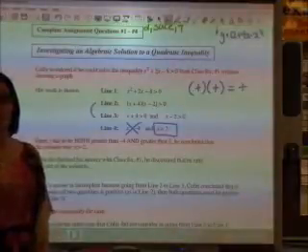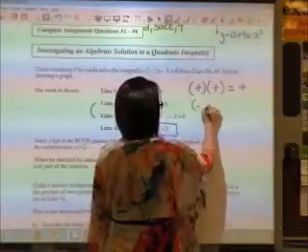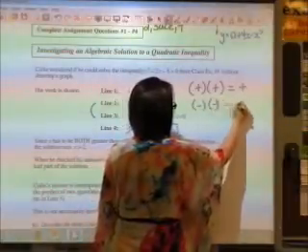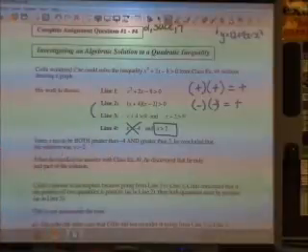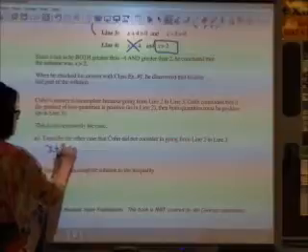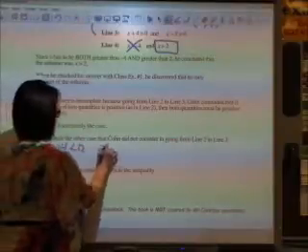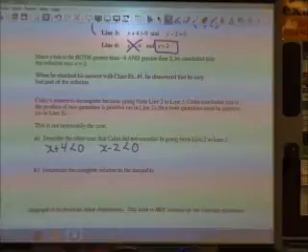How else can I get a positive answer? A negative and a negative. So if I looked at letting x plus 4 be less than 0, and let x minus 2 also be less than 0, I would also get a positive answer.